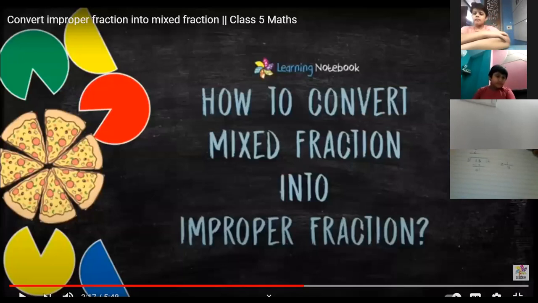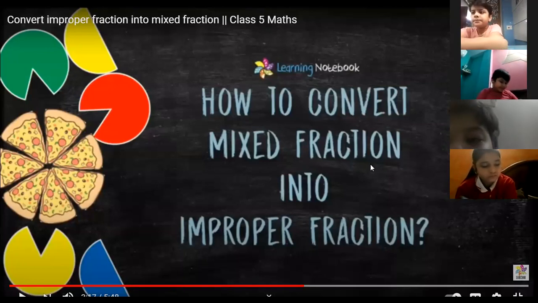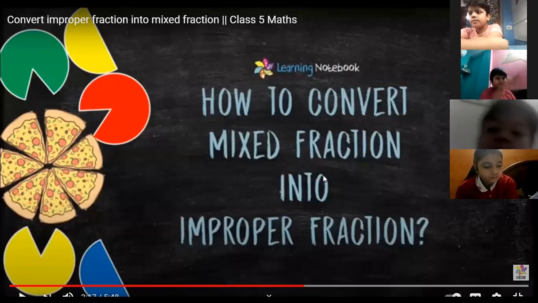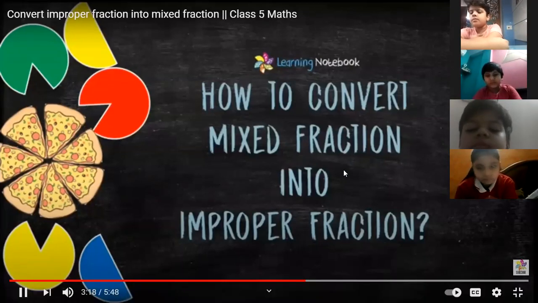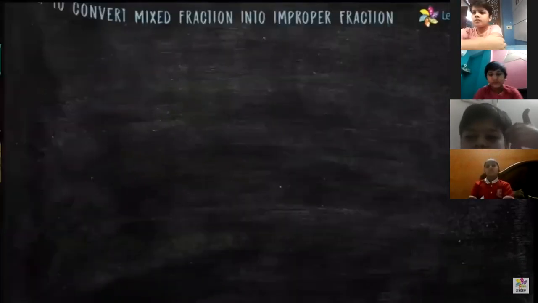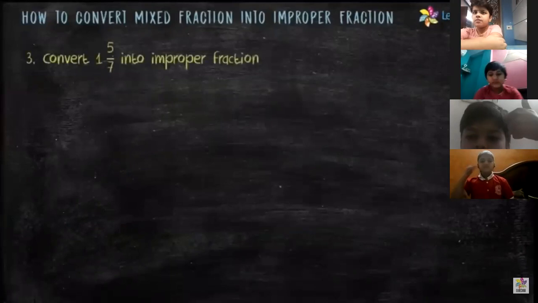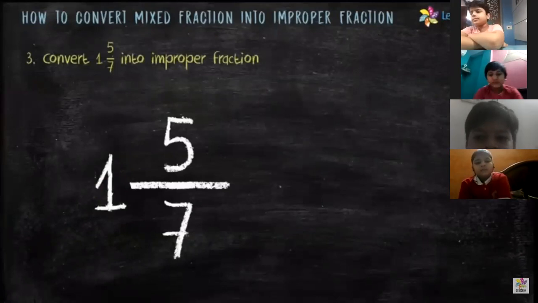So beta, our next topic is that we are going to convert mixed fraction into improper fraction. This is also very simple. So let's have a video here, and then we are going to continue. To convert mixed fraction into improper fraction, let's take an example. Convert mixed fraction 1 5/7 into improper fraction.